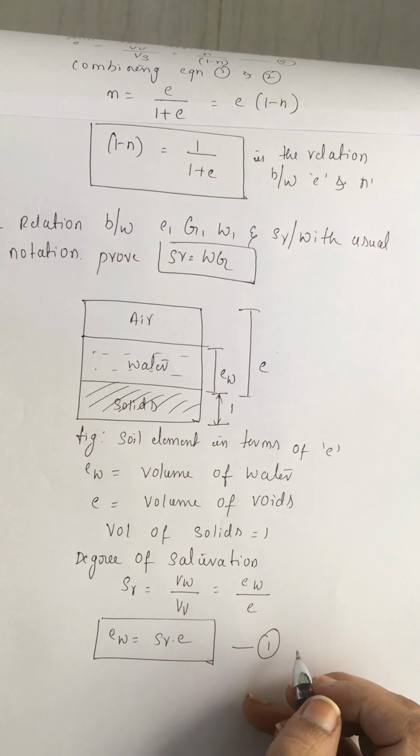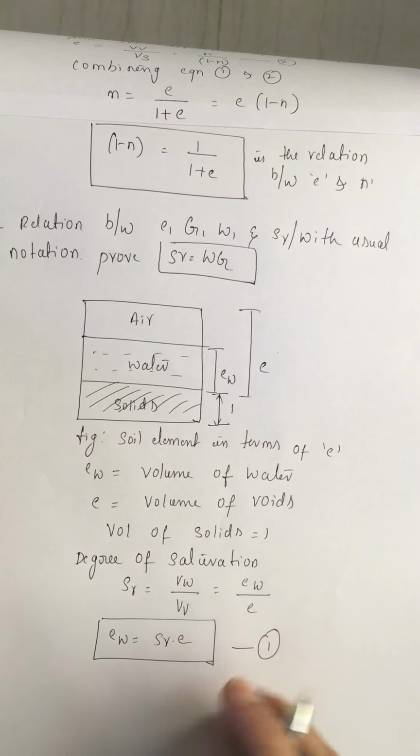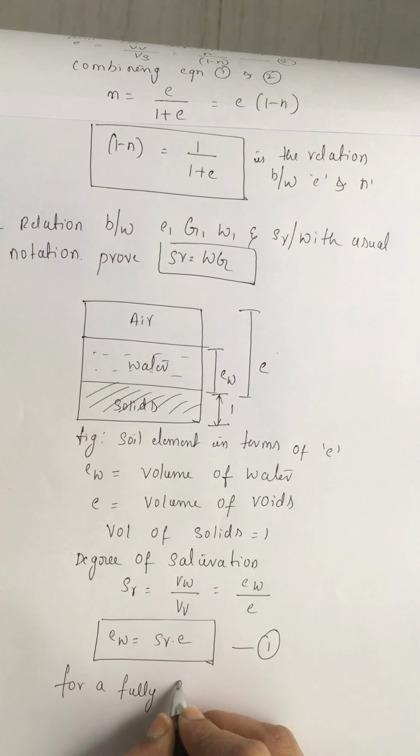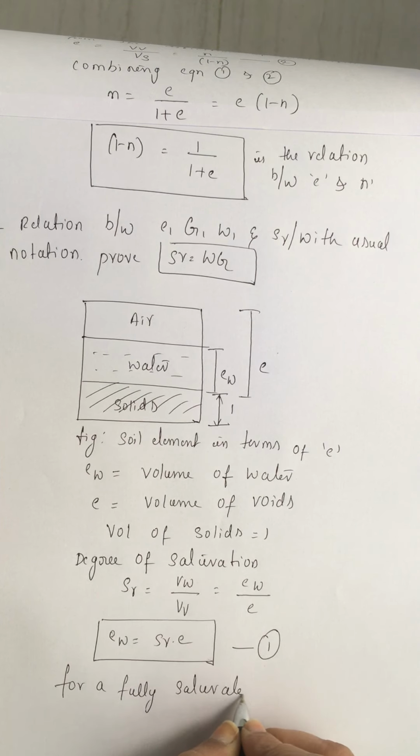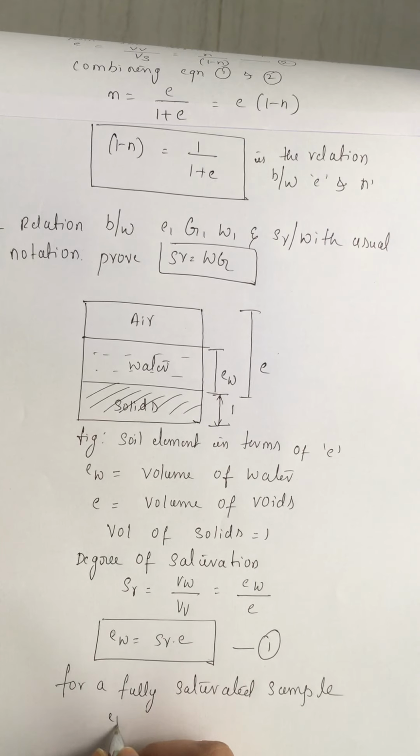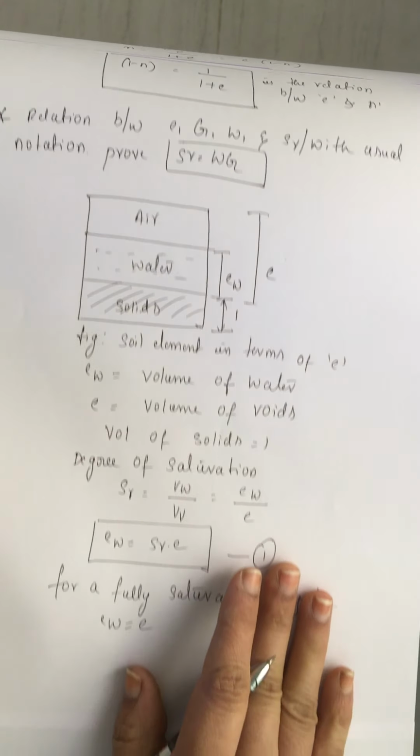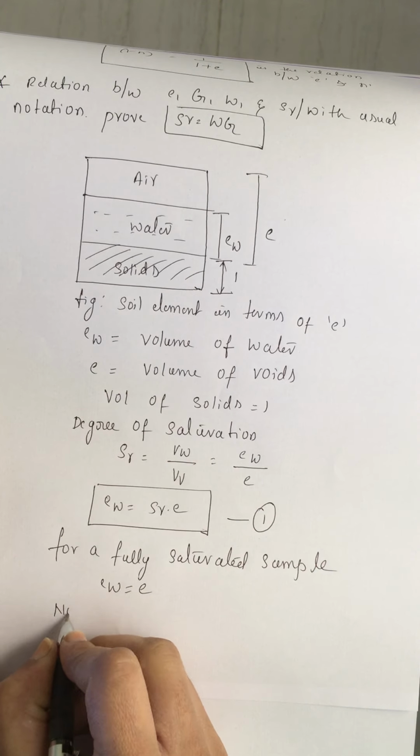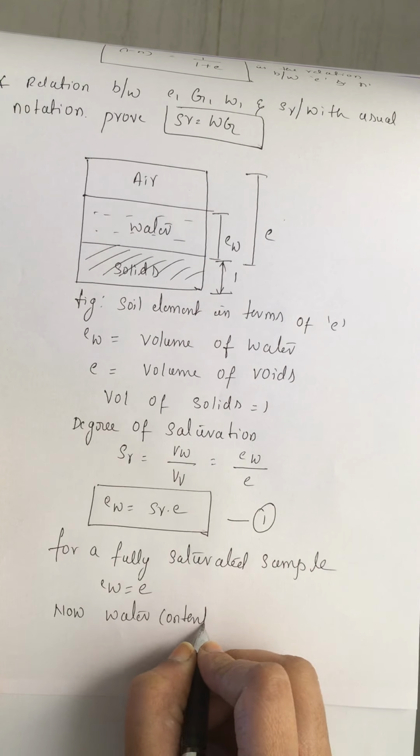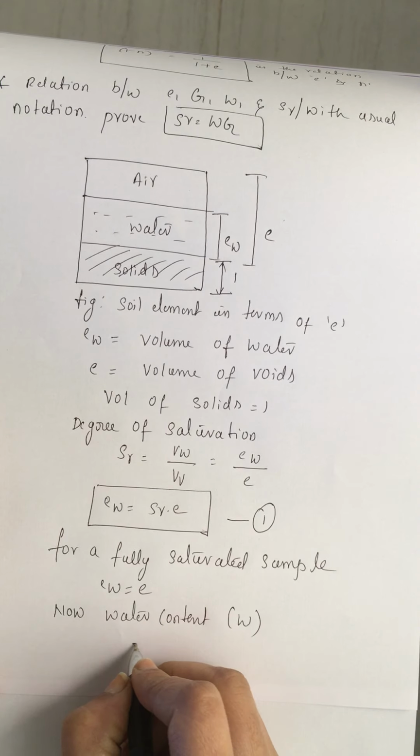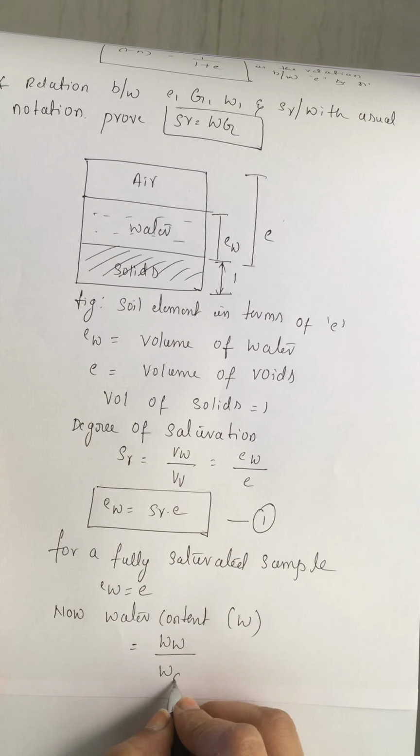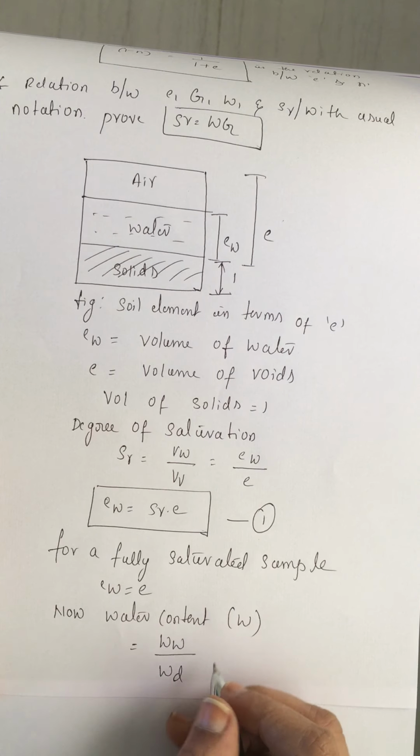For a fully saturated sample, you all know that ew is equal to e. Now water content, that is w, is written as weight of water divided by weight of solids, Wd or Ws.